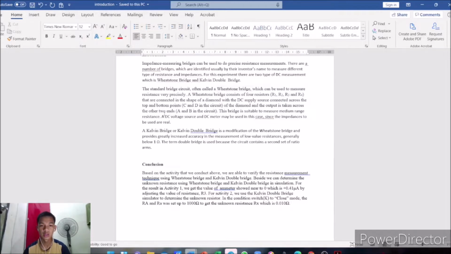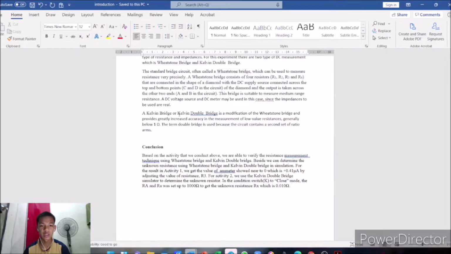Output is taken across the other two ends, which are A and B in the circuit. This bridge is suitable to measure medium range resistance. A DC voltage source and DC meter may be used in this case, since the impedances to be used are real.